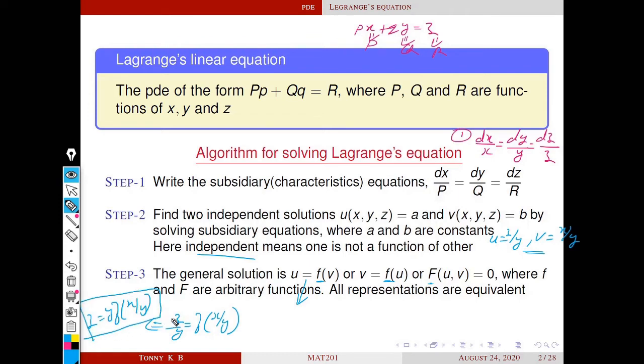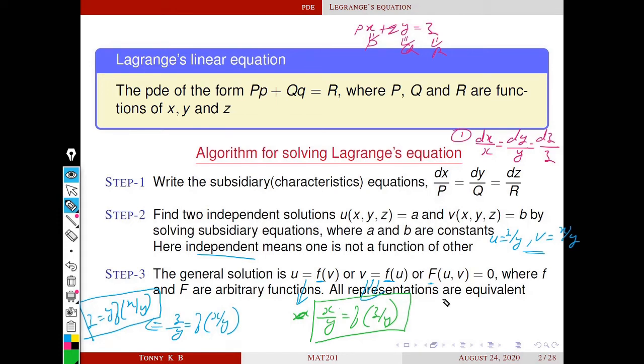So this is not a single solution. This is the general solution because this solution involves an arbitrary function. So this is a family of solutions. By putting different choices of f, you get the set of all solutions satisfying this PDE. Okay. You can also write the general solution in this form, which corresponds to v equal to f of u. So x by y is equal to some arbitrary function of u, which is z by y. So this is also another representation of the same family of solutions: x by y equal to f of z by y. f is also an arbitrary function.